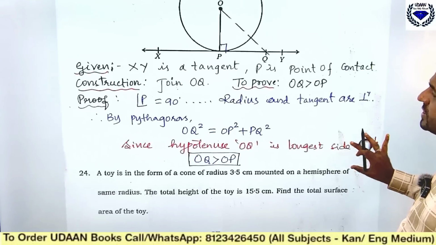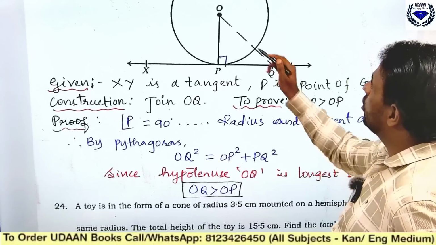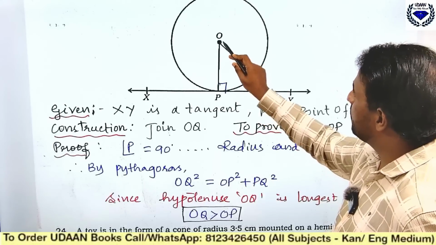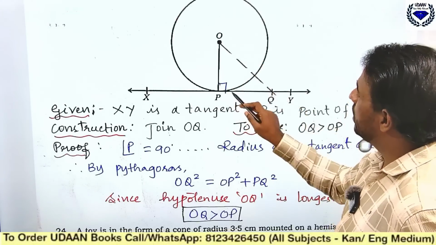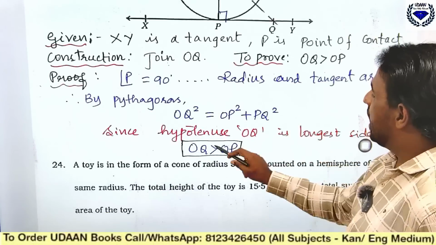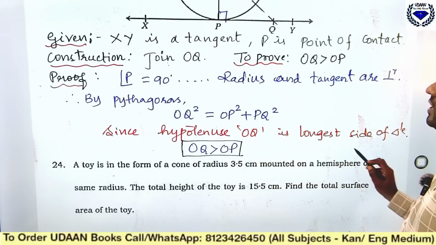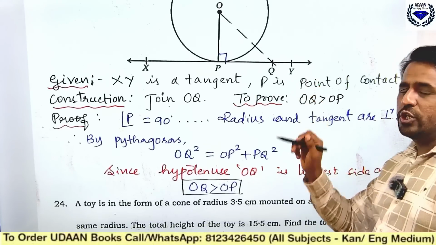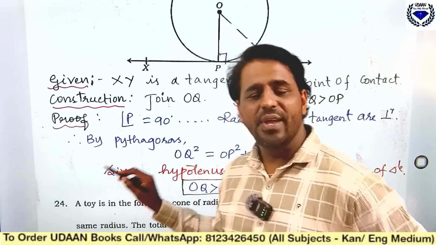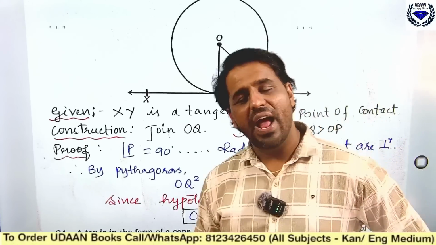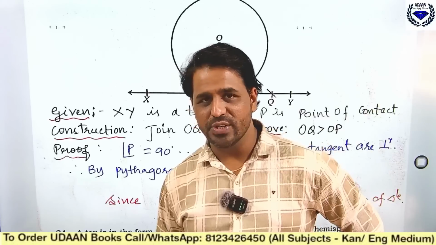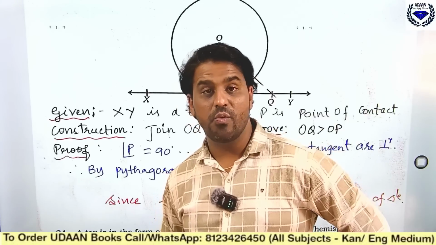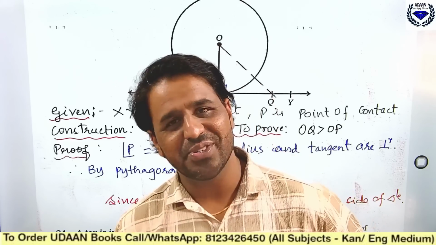Then by Pythagoras theorem, what will you get? Because opposite to 90 degrees is the hypotenuse, OQ square is equal to OP square plus PQ square. Since hypotenuse OQ is the longest side of a triangle, therefore OQ should be greater than what? OP, that is the radius of the circle. If you have any other method, you can use that also. This is the one I have used: the Pythagoras theorem, in order to solve the question.